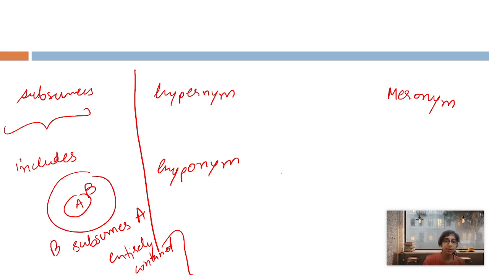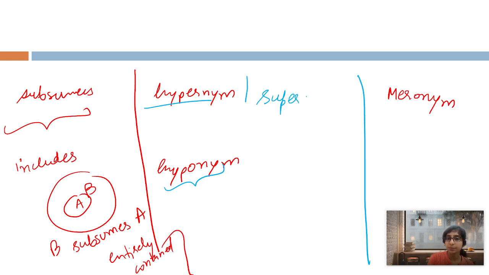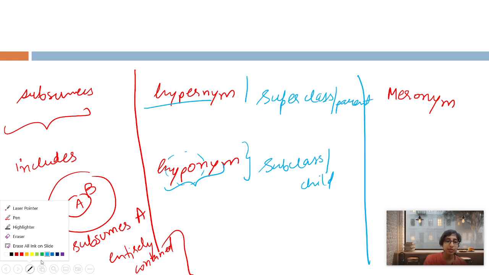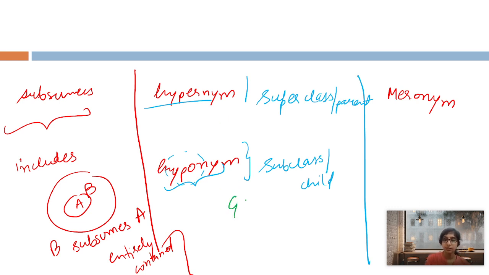And then this hypernym and hyponym, this is a very famous relation that you need to know, that will be heavily discussed in the lecture on WordNet if you have gone through it. Hypernym refers to the superclass or the parent, and hyponym refers to the subclass or the child. Let me give you one example that will make it very clear. In case I have, let's say, games, and I say football, cricket.